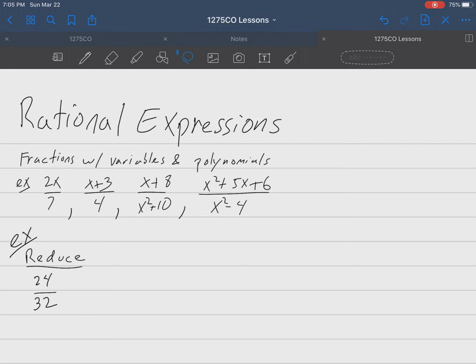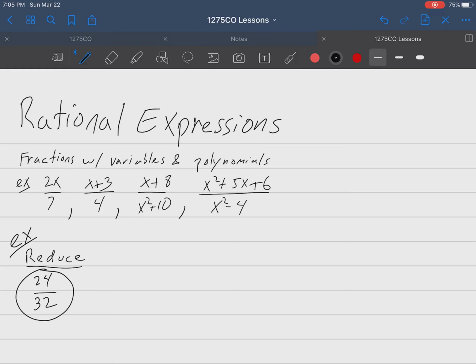Hey everyone, today we're going to talk about rational expressions. Now a rational expression is a fraction. It is a fraction that has variables and polynomials, which is kind of what sets it apart from a traditional fraction. Examples of rational expressions are 2x over 7, x plus 3 over 4, x plus 8 over x squared plus 10, x squared plus 5x plus 6 over x squared minus 4. These are all examples of rational expressions.